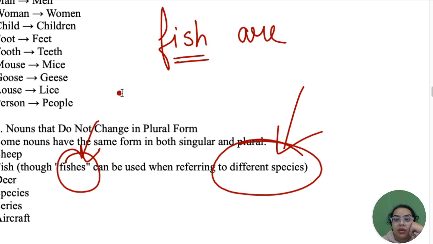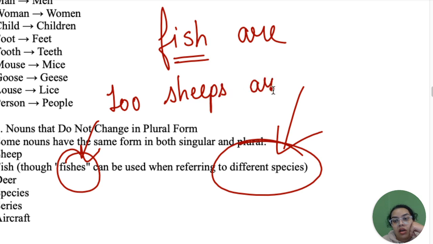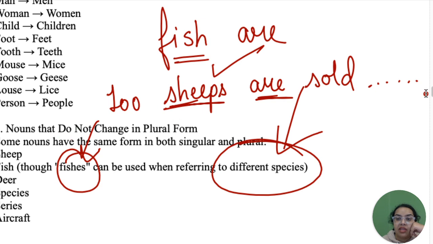Same is for sheep. Okay, 100 sheeps are sold every day at this market. So students think, okay, "are" goes with sheeps, it's correct. There is no error in the sentence.